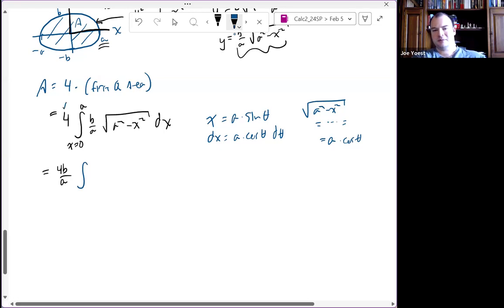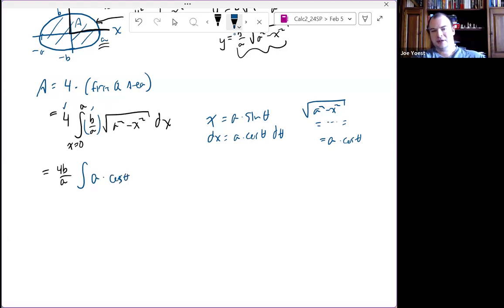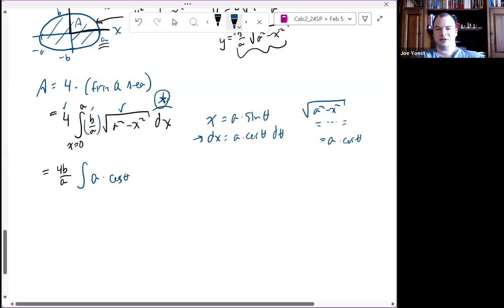So I got my 4, I got my b over a factor pulled out. I have a times cos theta from the square root. Very importantly, I have my dx, which gives me another a cos theta d theta.